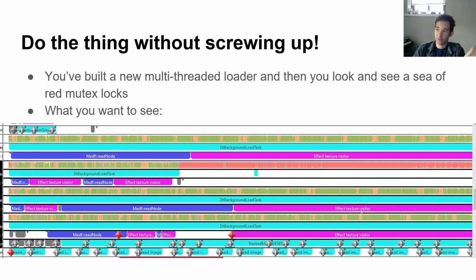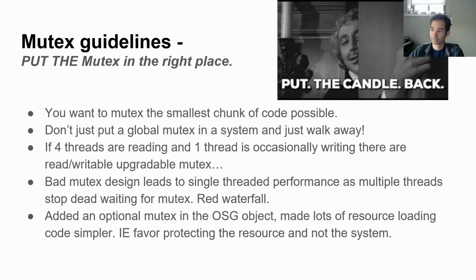So again, you're building this code, you need to measure. You need to make sure that things work. What you want to see is something like this, which has lots and lots of green and not a sea of red. And when you see the sea of red, there's a good chance that it's because of where you put the mutexes. You want a mutex, a critical section, whatever you want to call it, in the smallest chunk of code possible. If you put a global mutex in a system and walk away, you're probably going to wind up with a sea of red when you try to make your code multi-threaded.